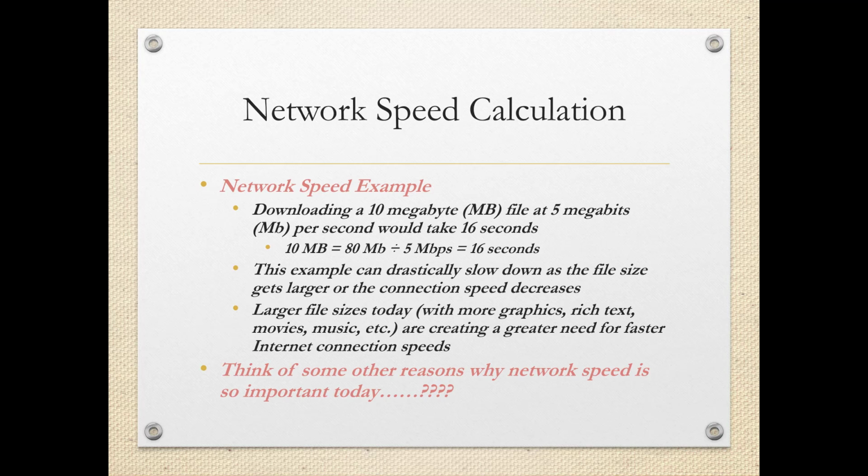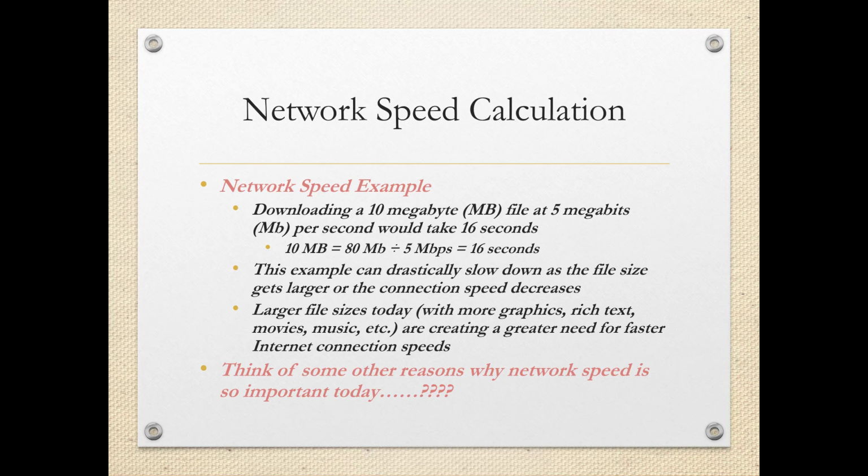Network speed calculation. So this is just an example. Downloading a 10 megabyte file at 5 megabits per second would take you about 16 seconds. You can kind of see the conversion there because you do have to convert between bits and bytes and stuff like that. This example can drastically slow down as the file size gets larger or the connection speed decreases. So if you've got a 10 megabyte file you're trying to download and you have a 5 megabit per second internet connection, it'll take you 16 seconds.